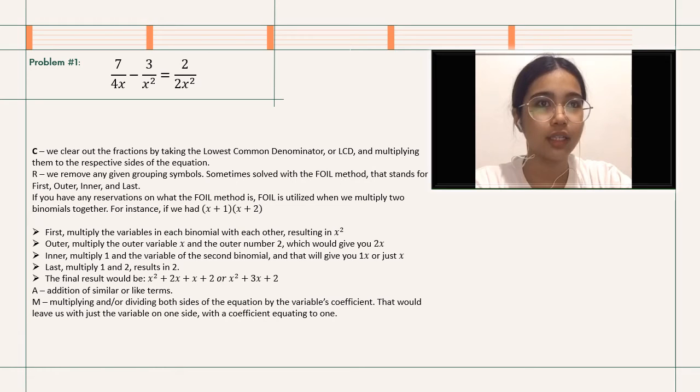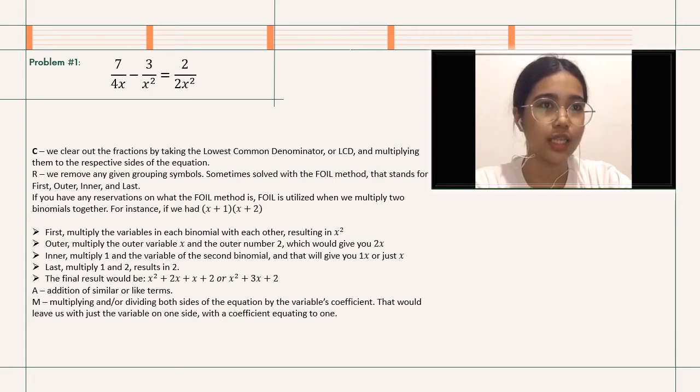C. Clear out the fractions by taking the lowest common denominator or LCD and multiplying it to the respective sides of the equation. R. Remove any given grouping symbols. Sometimes solve with the FOIL method that stands for first, outer, inner, and last. If you have any reservations on what the FOIL method is, FOIL is utilized when we multiply two binomials together.